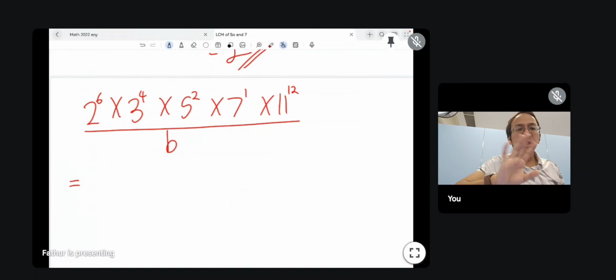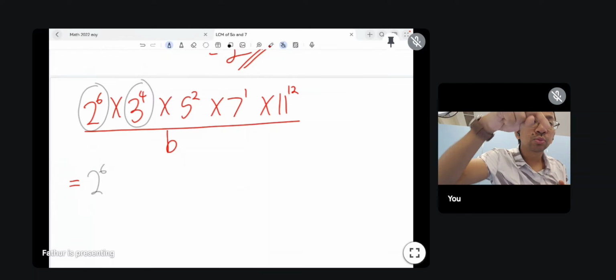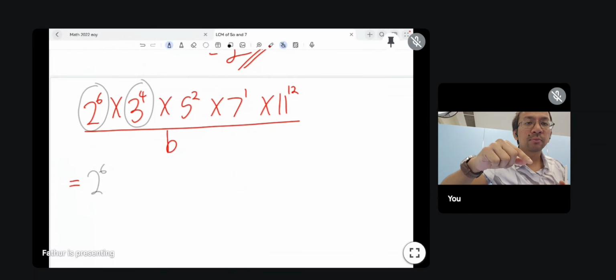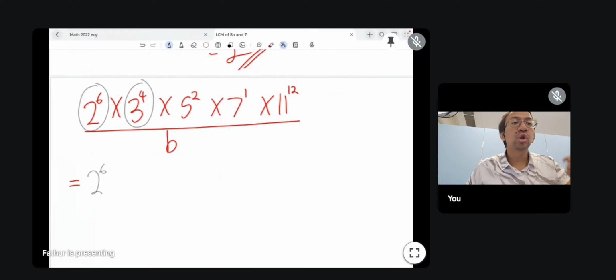Look at this 3. Is the power multiple of 3? The power of 4. Is 4 multiple of 3? It's not. So what's the number smaller than 4 and a multiple of 3? What's the closest number to 4 but lesser than 4 but multiple of 3? 3, right? That's the smallest number.